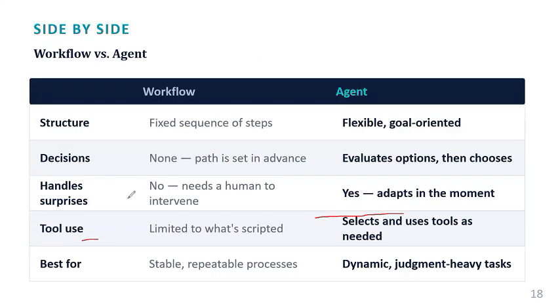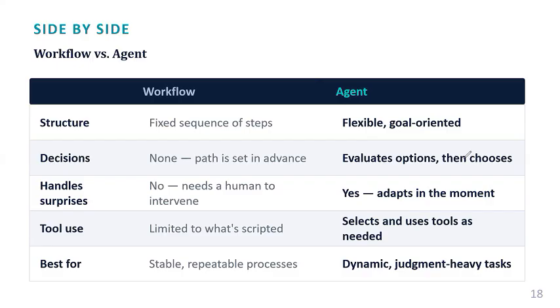Let's look at putting them side by side so that we can really understand what the differences are. A workflow is a fixed sequence of steps. Agents are not fixed, they are flexible. However, they are goal-oriented. Their mind is on the goal, but how they will go about doing that is very different. The decisions of a workflow are clear from the beginning. You can tell what it will do. The decisions of an agent are not very clear. The agent has to evaluate options and then choose the best option at that time.